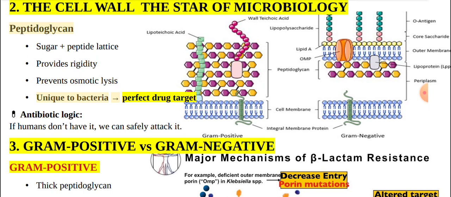Because that wall is so thick and sponge-like, when we use the crystal violet dye in the lab, the wall soaks it up and holds it tight. That's why it stains purple. Okay, thick wall, purple stain. That's gram-positive. What is the alternative?